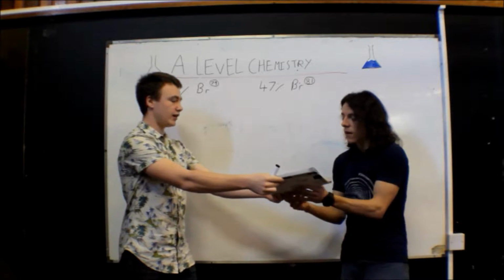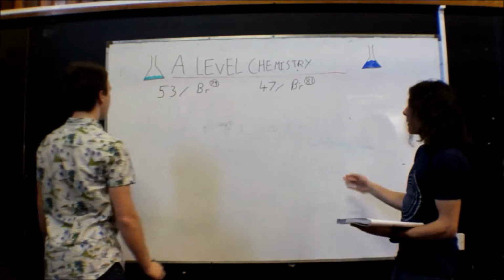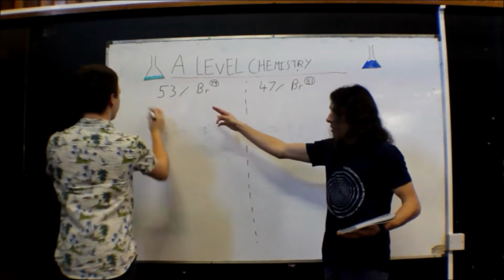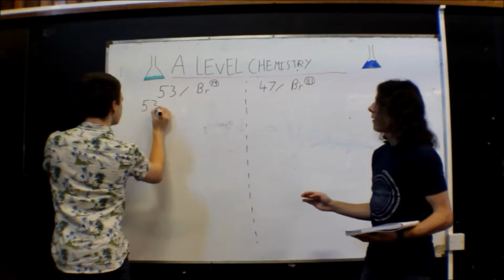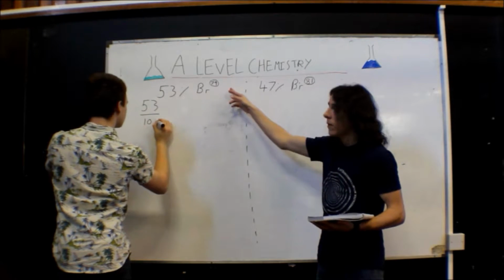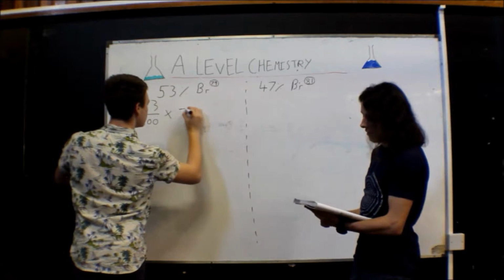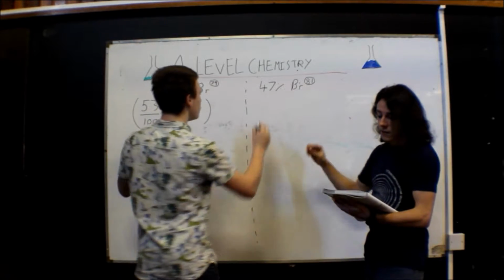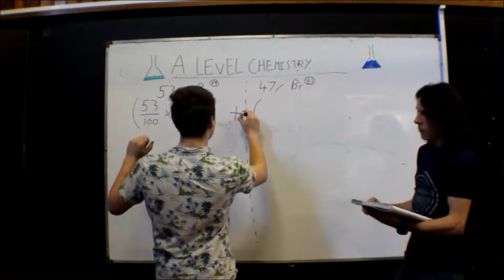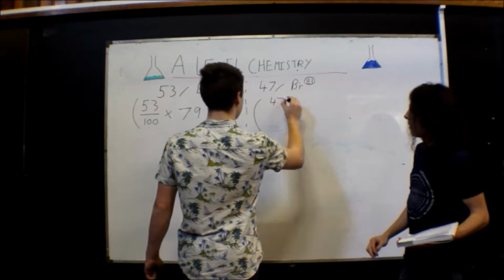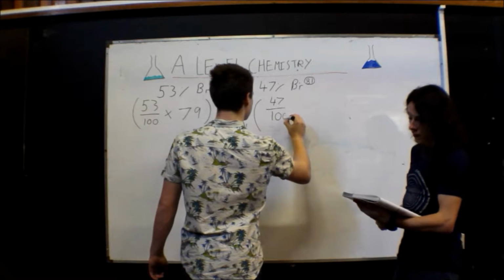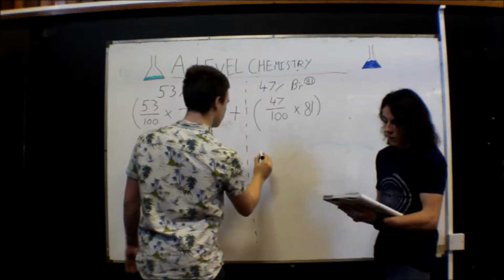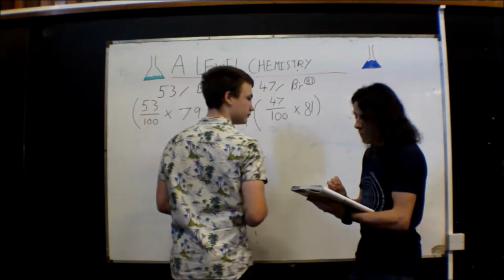So, okay, what do we do? First, we split that up a little bit. As they have percents, we divide the percentage number we have by 100, and we multiply it by the value of atomic mass we have here, which is 79. Then we add it to what we're going to do on the other side, which is very similar. We divide the 47 by 100, and then we times that by 81. So we go below that. We'll do a quick calculation.